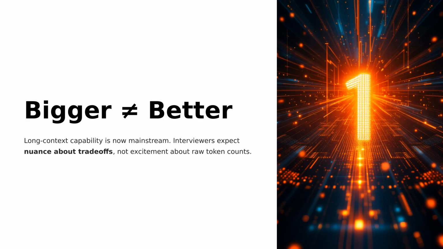A bigger context window sounds impressive, but bigger doesn't automatically mean better. Long context models are now common, so just quoting a huge token limit isn't very meaningful on its own. What matters is the trade-off: cost, latency, retrieval quality, and whether the model can actually use that extra context effectively. In interviews, it's much stronger to discuss when long context helps, and when a more targeted approach works better.